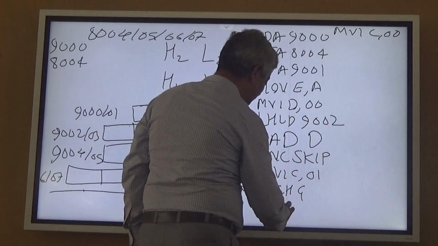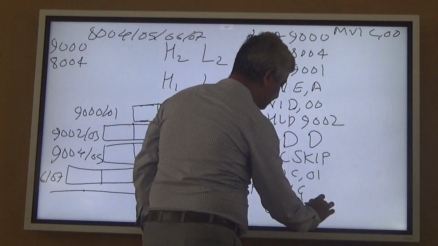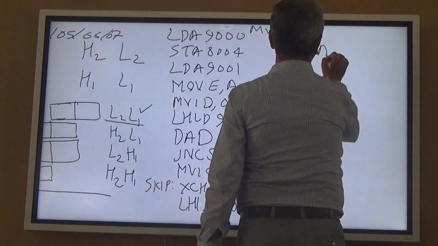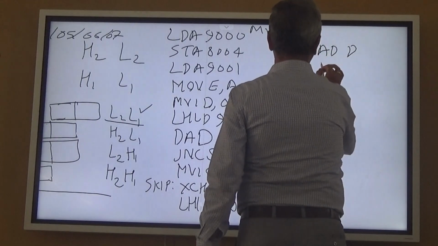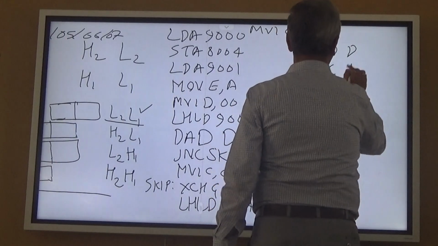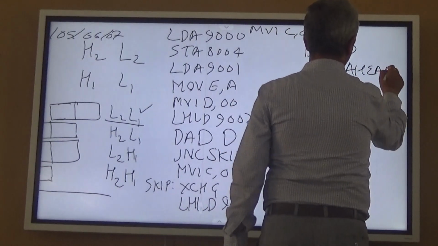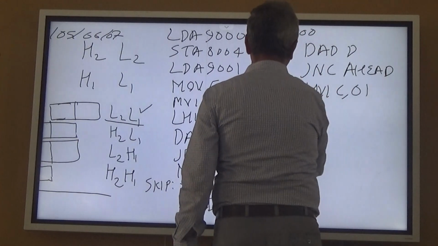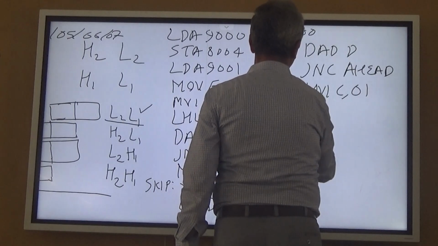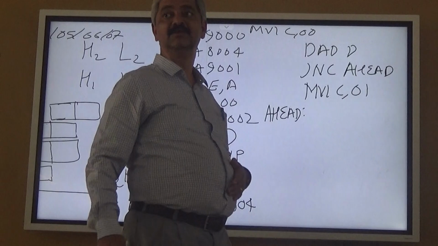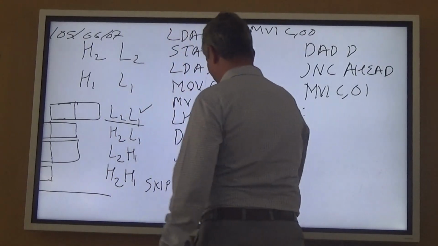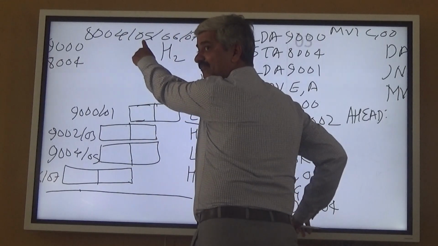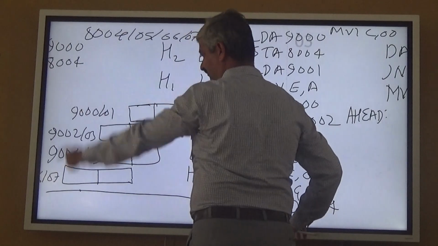Then LHLD 9004. After that DAD D. Then jump on no carry, we put ahead. Here MVI C,01. At ahead, what will you do? This is to be stored. This plus this is to be stored at 8005.